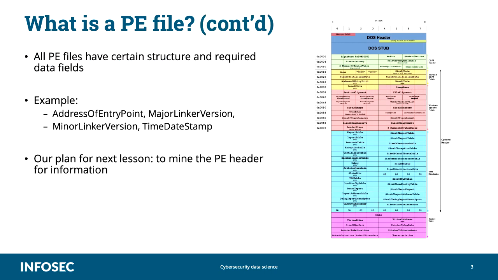All PE files conform to a certain structure and have some required data fields. For instance, all PE files are going to have an address of entry point, which is where the execution of the code begins. They have fields such as major linker version, minor linker version, time date stamp. In the next lesson, we plan to mine a PE header for information that we can use as features for our classifier. Next, we're going to examine an actual file and its PE header.